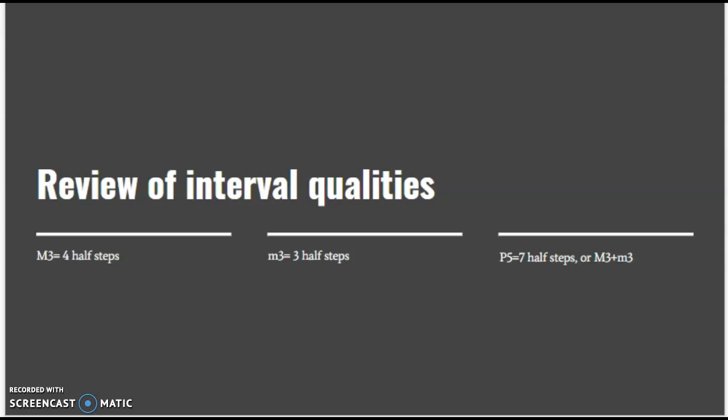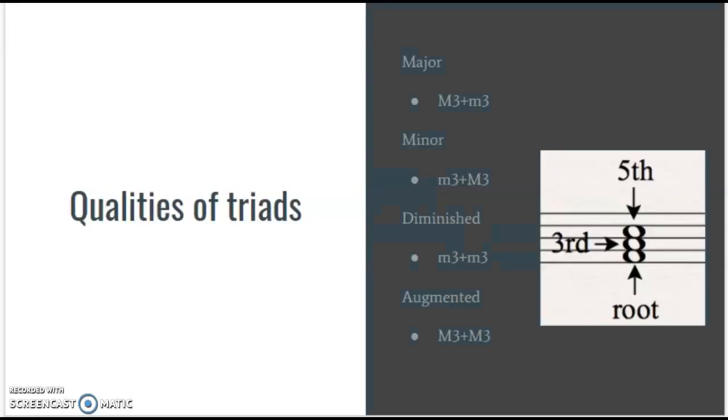But if you would like a review of all the interval qualities, I will include in the subject of the video at the bottom some links where you can review all of your interval qualities. Eventually, you'll know these so well that you don't need to walk through this process of counting half steps, but for now, this is a more sure way to make sure you get the correct interval quality.